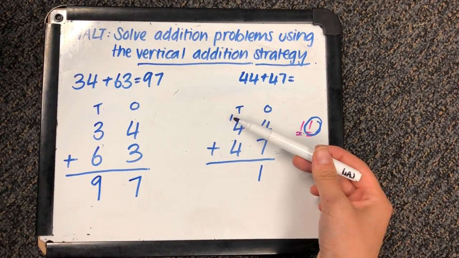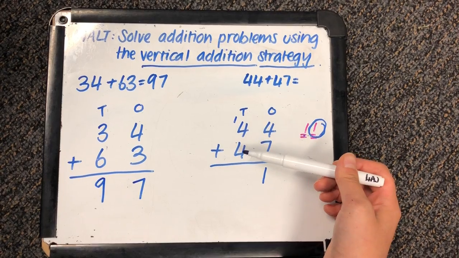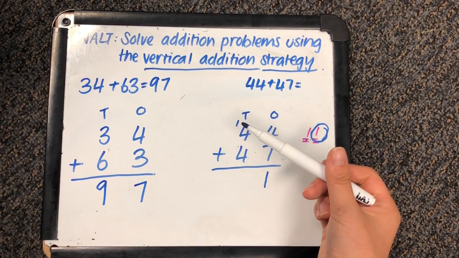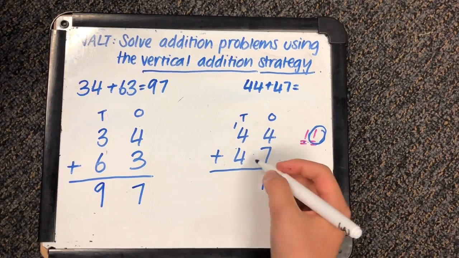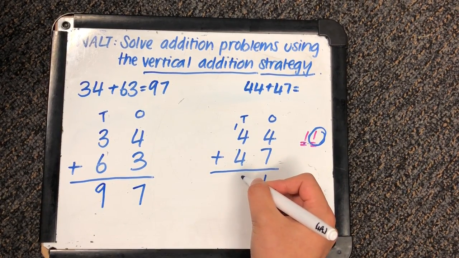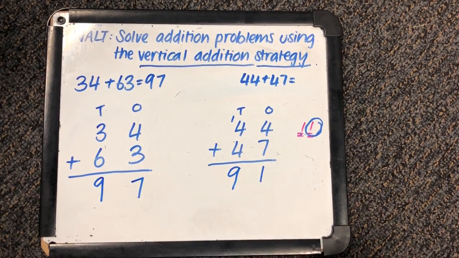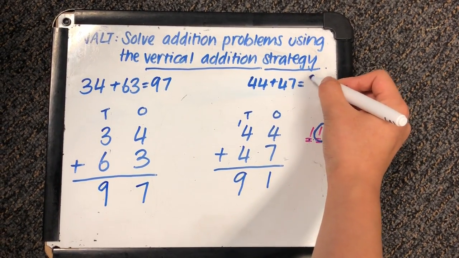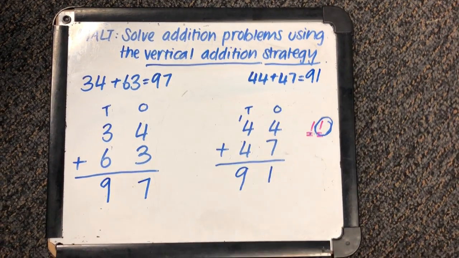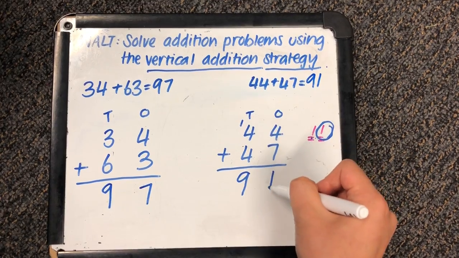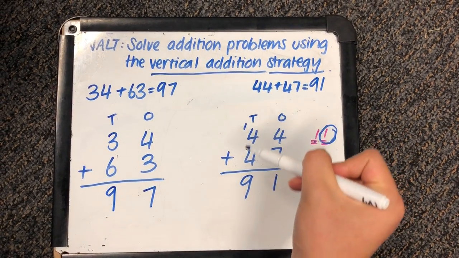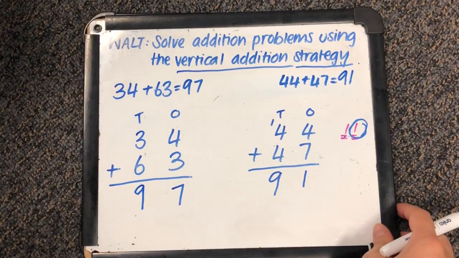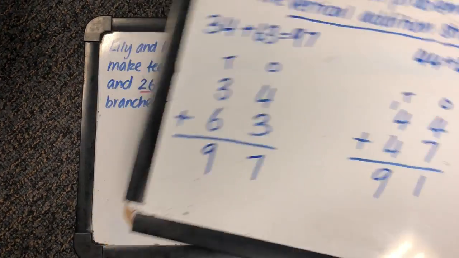And then I'm going to go 40 plus 40 plus 10. So I know that 40 plus 40 is 80, plus 10 is 90, and my answer is 91. So I've made sure all the ones stay in the ones column and all the tens stay in the tens column. All right, let's have another go at a different question.